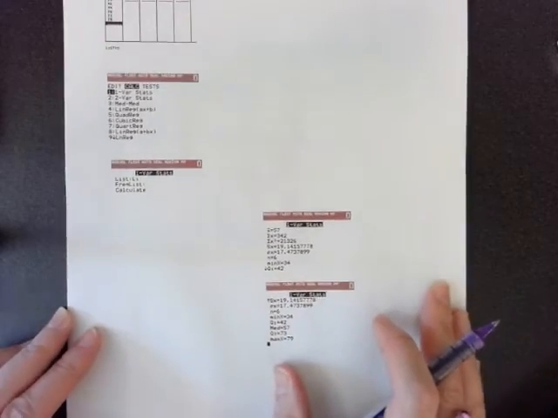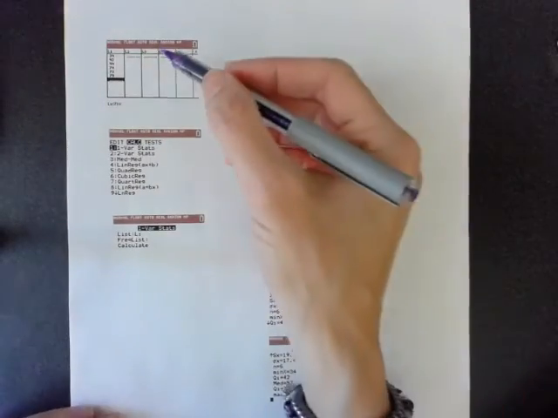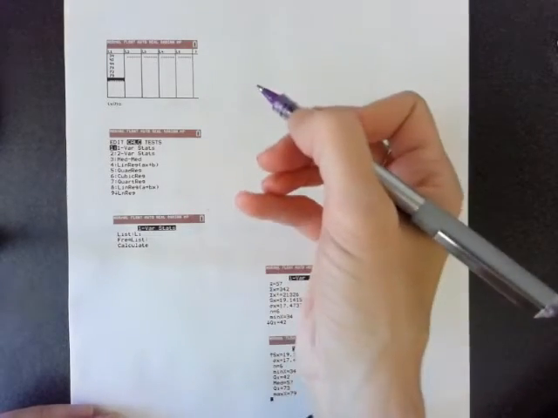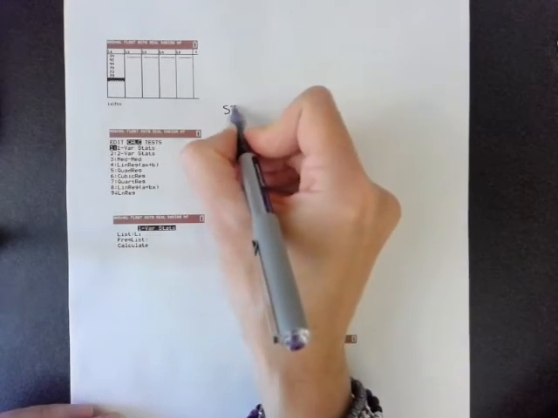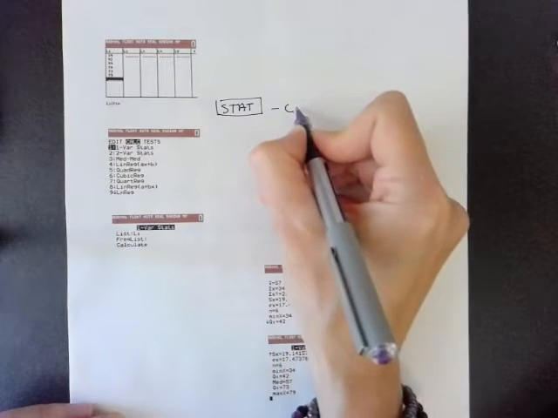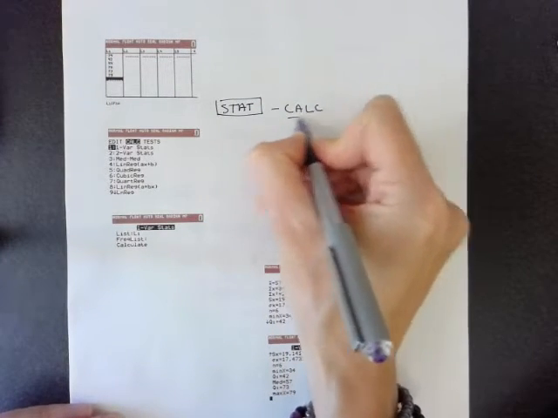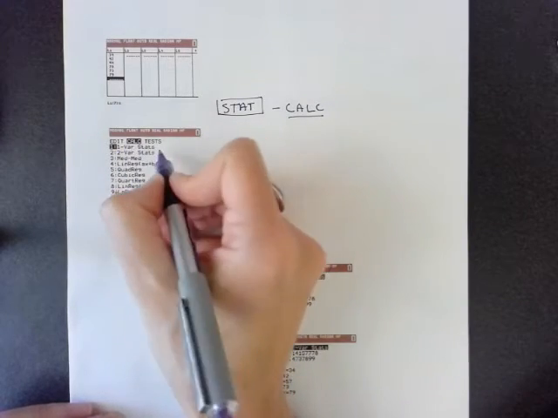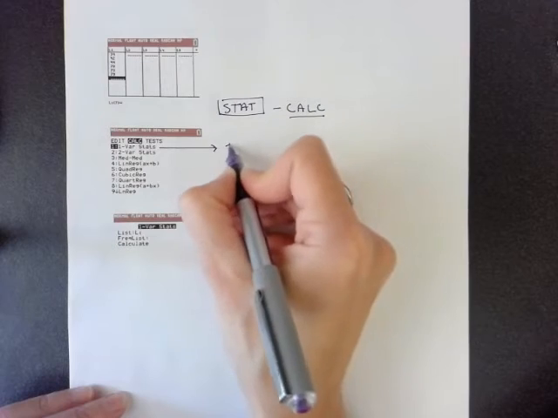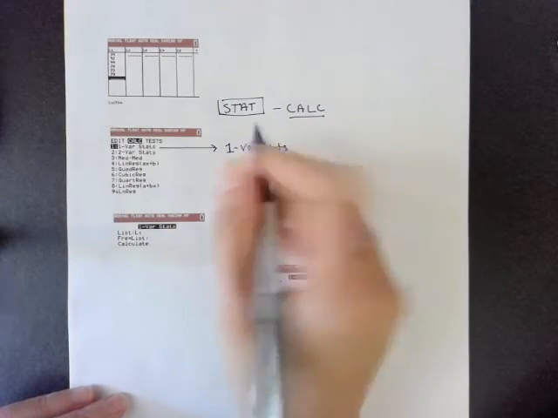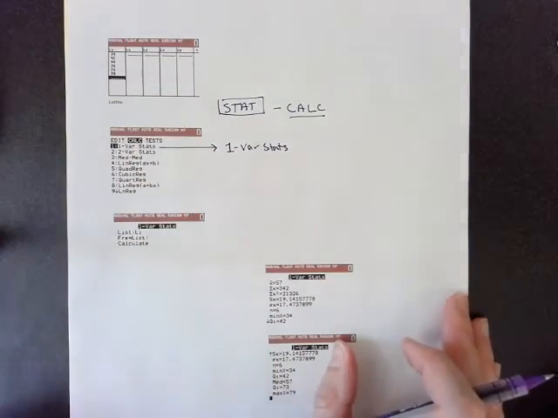Okay. So I have my list right up here. It's all filled in. I'm going to go back to my stat button, and I'm going to move to the right to get to the calc. And once I get to calc, I have all of these options. I'm going to press this one, var stats, which means one variable statistic because we have one list of information. So we're going to do that.